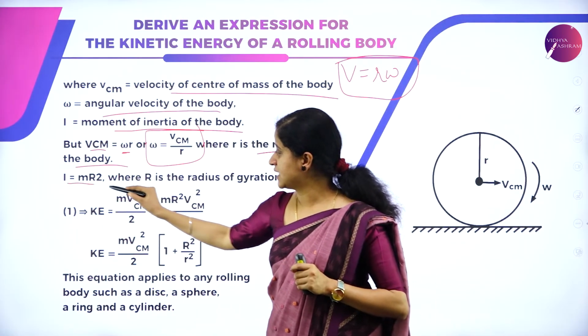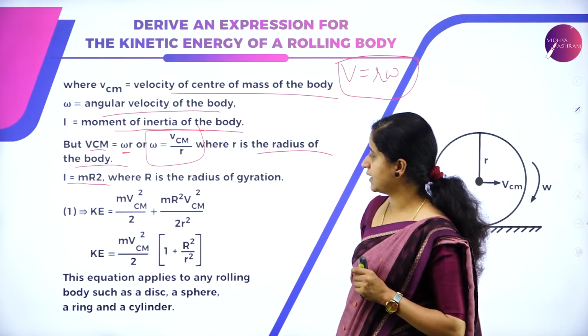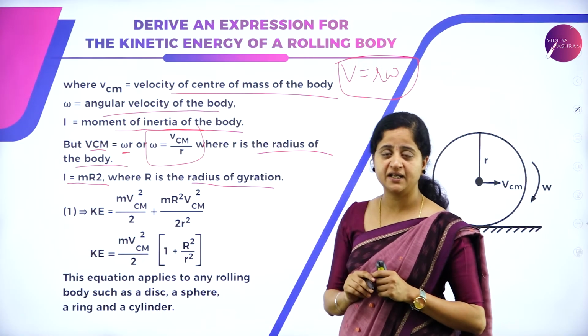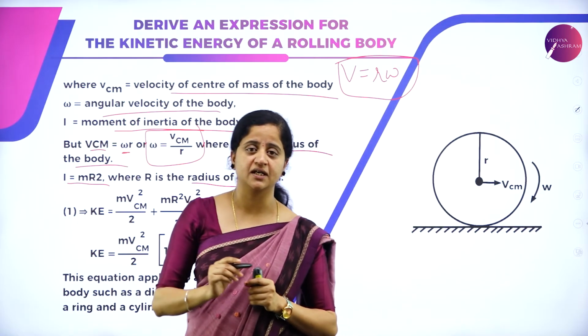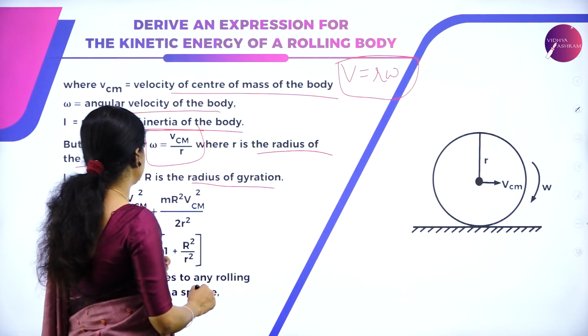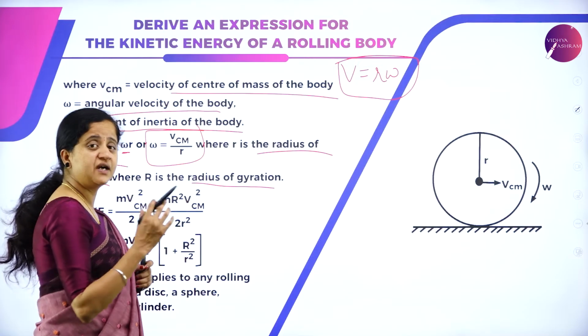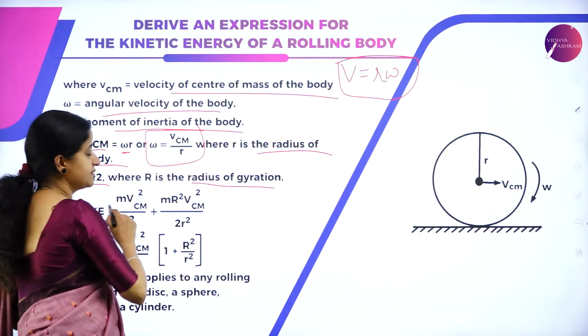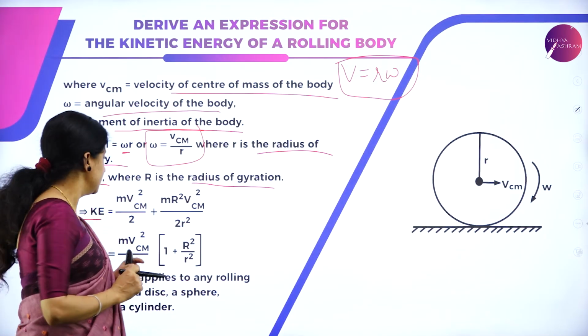The moment of inertia I is equal to m k square, where k is the radius of gyration. We know the definition of moment of inertia, I is equal to m k square, where k is the radius of gyration. So from this we can substitute in equation 1. So what do we get?